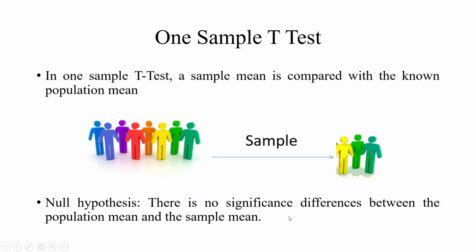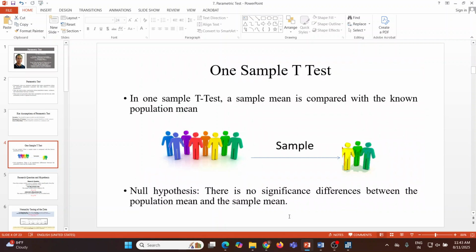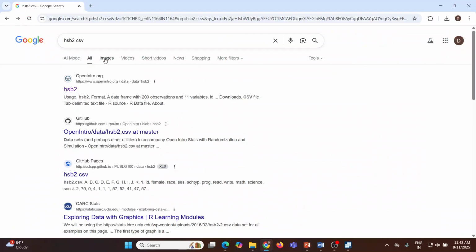So to run this one sample t-test, first of all, we will download one data set. So go on Google, write down here HSB2 CSV. You will get openintro.org. Click on it.